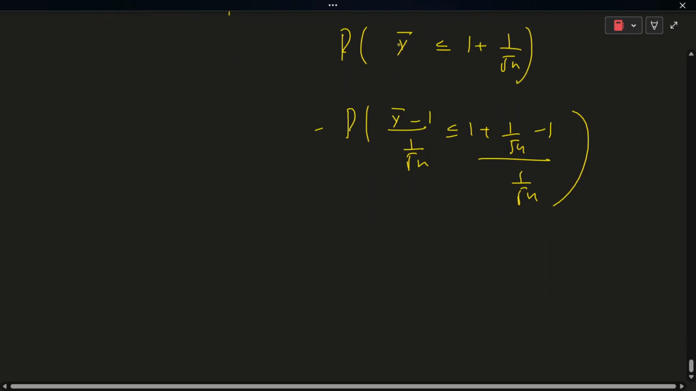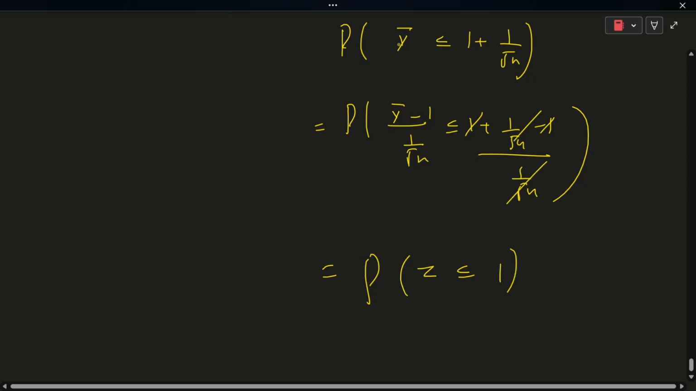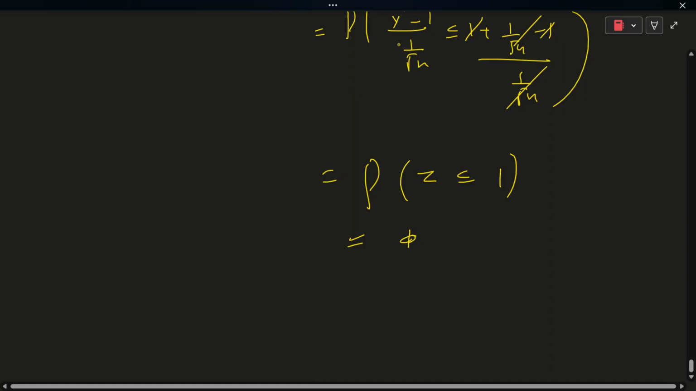See, this will be equal to the probability that z is less than or equal to, the 1 and this 1 cancel out, and these cancel out, phi of 1, which is 0.841 something. This is its probability.